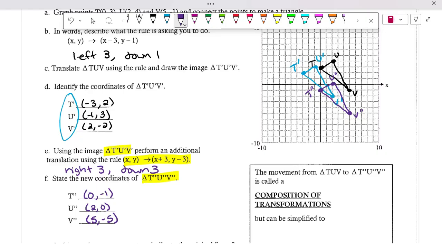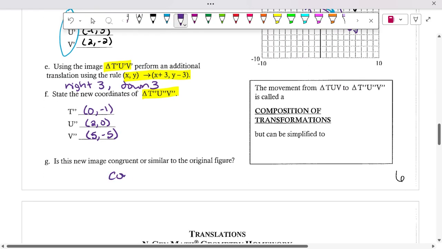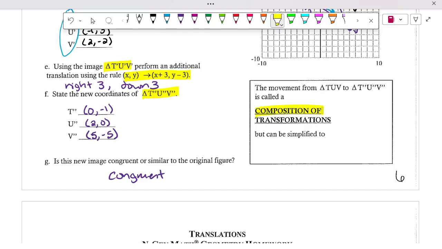So here's the question. If I'm going from black to purple, are they congruent figures? Yeah. So all we did was two translations. We know translations are rigid motions. So yes, they are congruent. So what we just did is we did what we call a composition of transformations. And composition is just a big word meaning more than one.